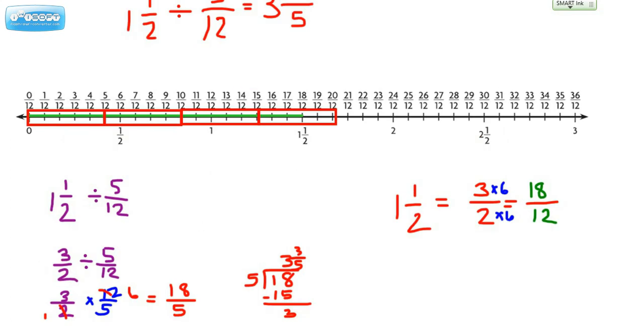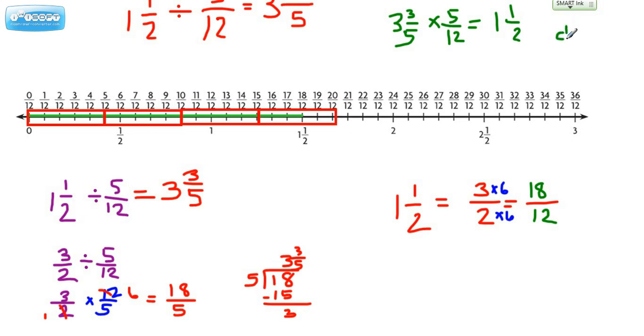Now, the only thing that I should show you next is the idea of if they ever ask you to show a check. If you have to show a check or you have to show what number sentence could you use to check it, you always take your quotient, which in this case is 3 3/5, you multiply it by your divisor, which in this case is 5/12, and you're supposed to get your dividend, which would be 1.5. This would be called the check. And if you actually multiplied it out, the two sides would equal each other and it would check.